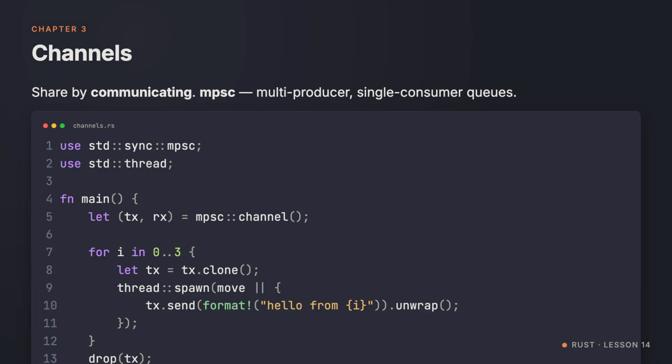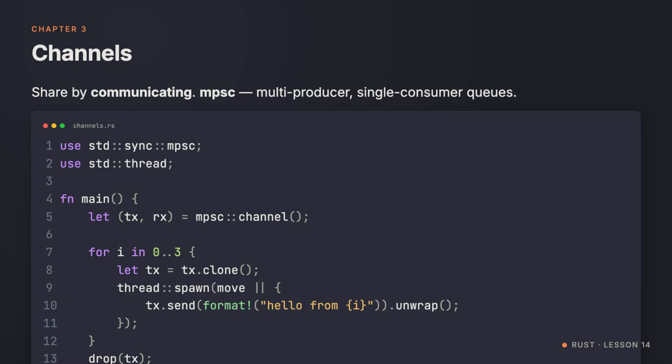This design, share by communication, not communication by sharing, is inspired by the Go programming language and works beautifully with Rust's ownership model. Once a value is sent through a channel, it's been moved out of the sender's possession, so there's no risk of the sender and receiver both modifying it.